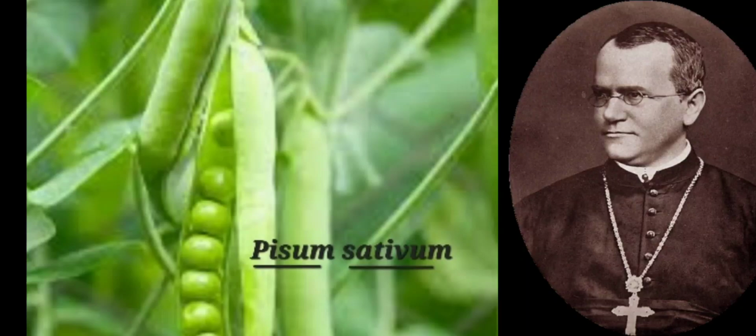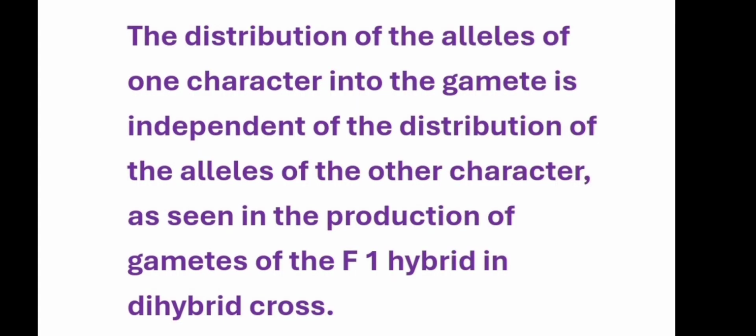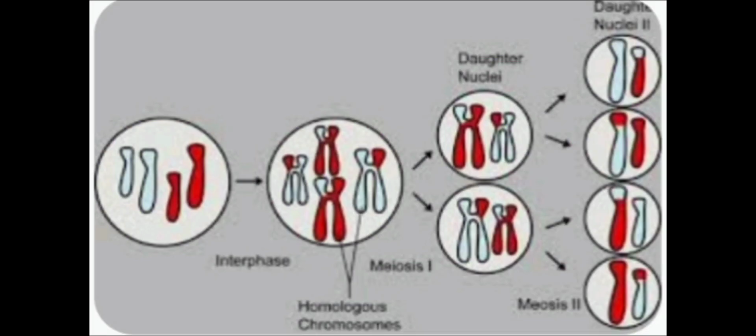In this session, I will explain the law of independent assortment. This is in continuation with the laws of inheritance given by Mendel. Now let's see what the law states. According to the law of independent assortment, the distribution of the alleles of one character into the gametes is independent of the distribution of the alleles of the other character.